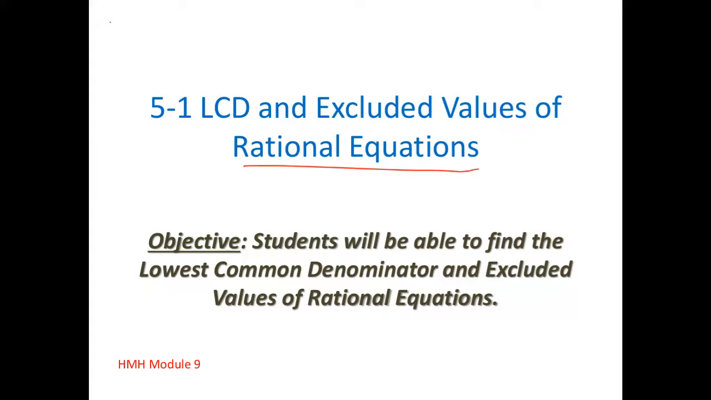Okay, so for the 5-1, again, we're going to be looking at lowest common denominator, which is why we're factoring for prior knowledge, and then we'll learn about excluded values and what they mean today.